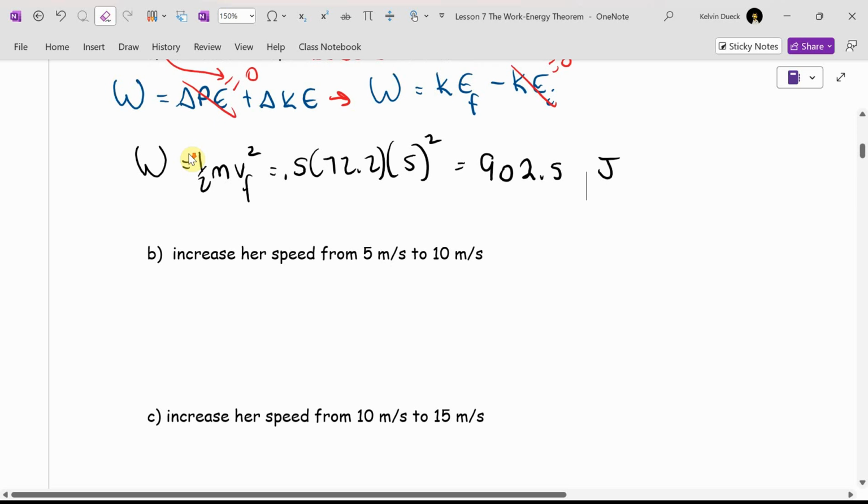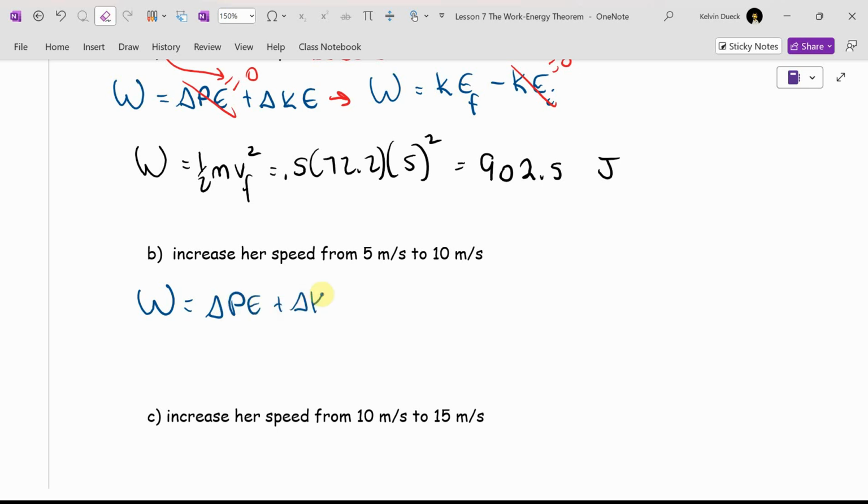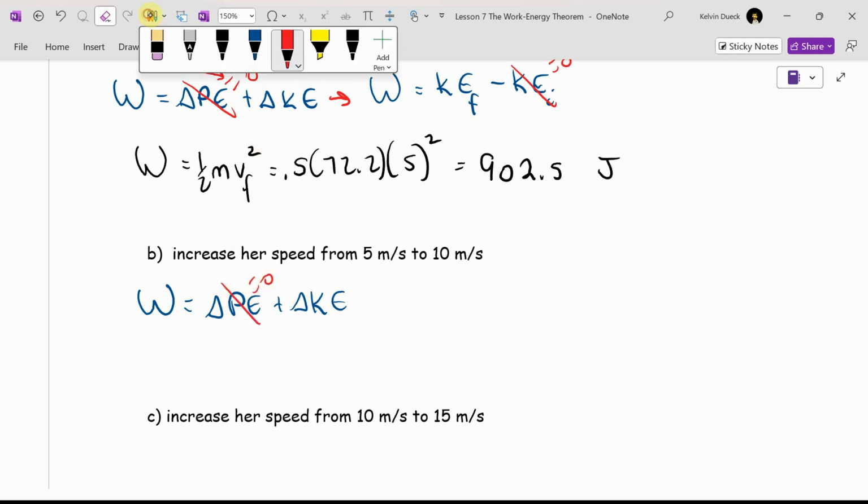B, Emma F. What's B want me to find? Still work, but now what? To increase her speed from? Okay, it's going to be the same procedure. We're going to write it out once. It's going to be change in potential plus change in kinetic. Are we still on level ground? So we can say, okay, that's 0. What's change in anything?